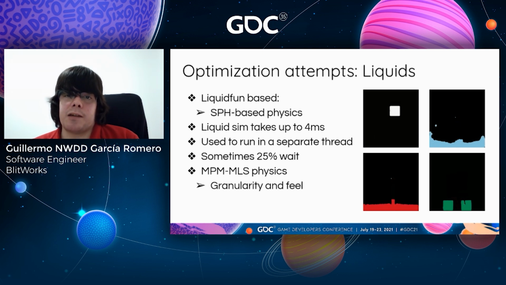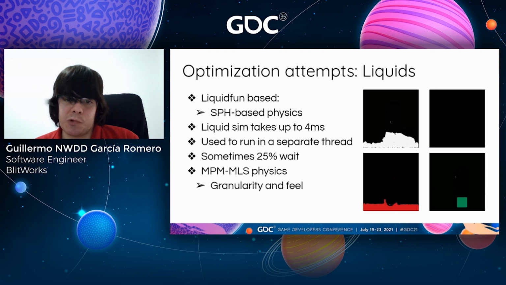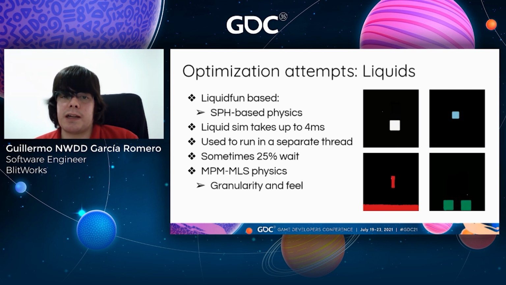So optimizing most of the code base wouldn't improve anything, as long as liquids were the bottleneck. It also meant that optimizing liquids wasn't going to solve the problem by itself, since then entities would become the bottleneck, but it was a good start. So we were trying to optimize liquids by moving away from particle-based solutions.